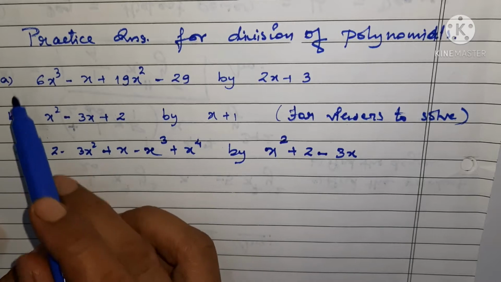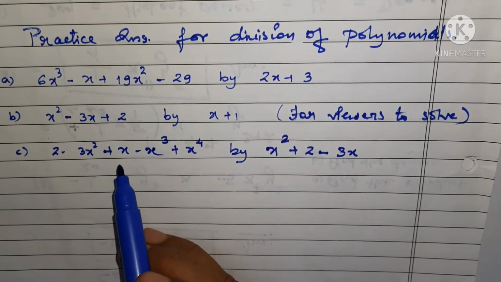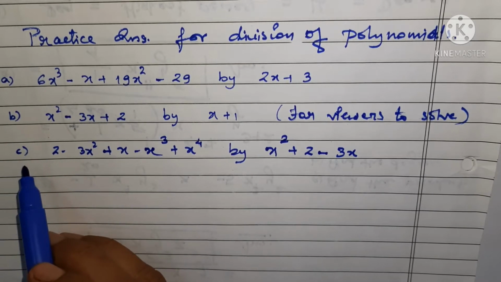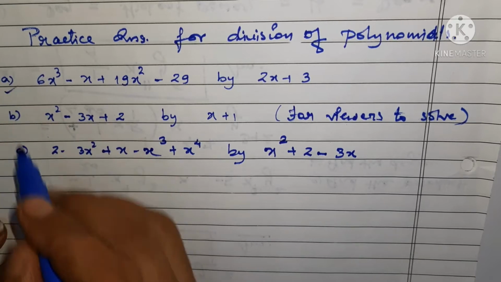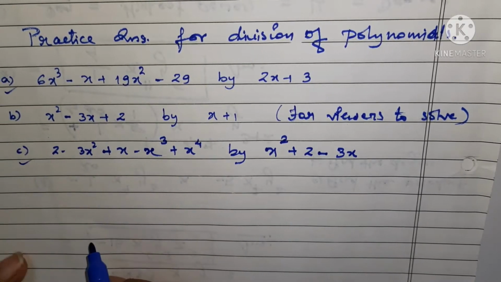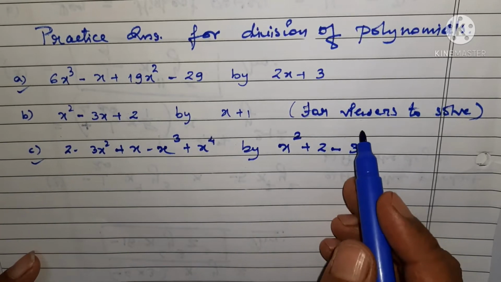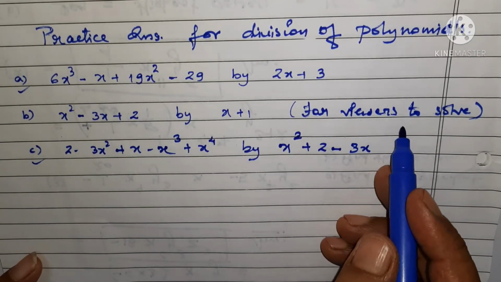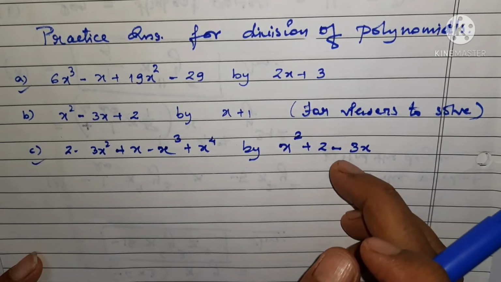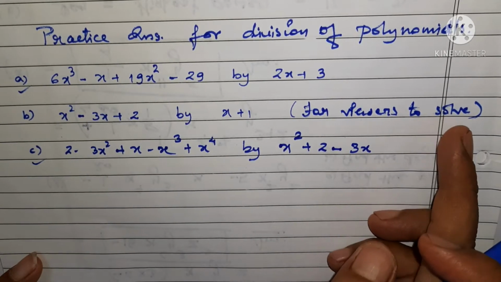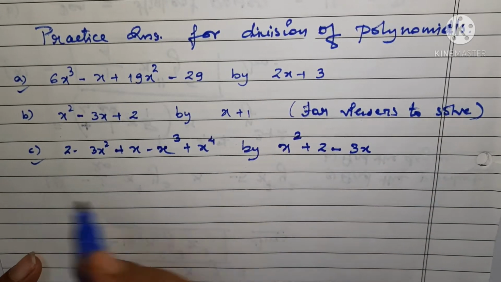As you can see, we are given 3 questions here. These are the practice questions for division of polynomials. A, B, C are the questions, in which you have to do part A and part C. B is going to be left out because it is just a practice question, which you have to do once you go through these 2 questions. So it is just a trial for the viewers who are watching these 2 questions.